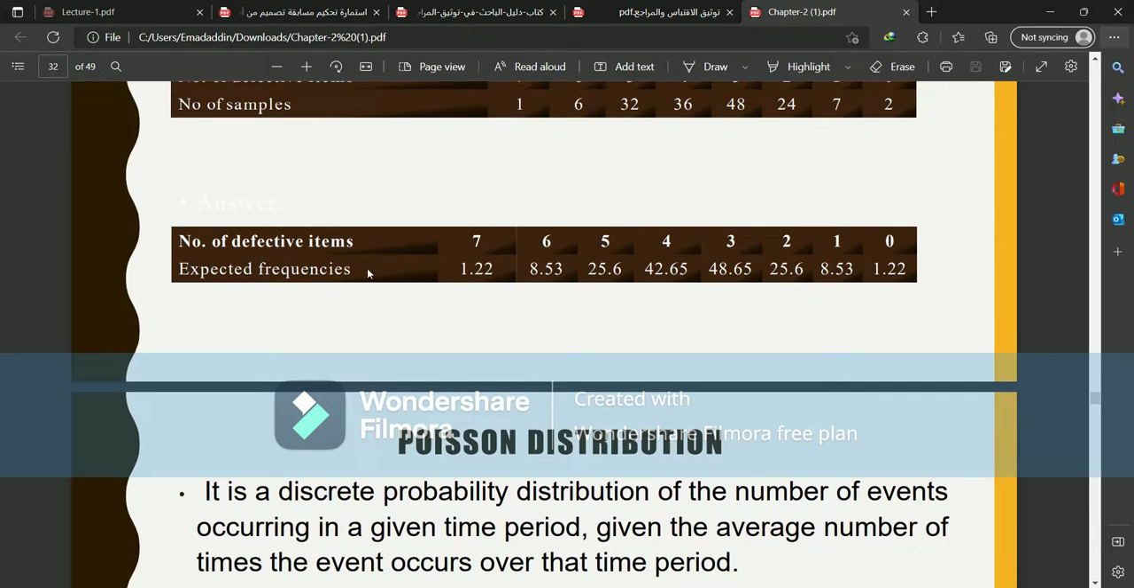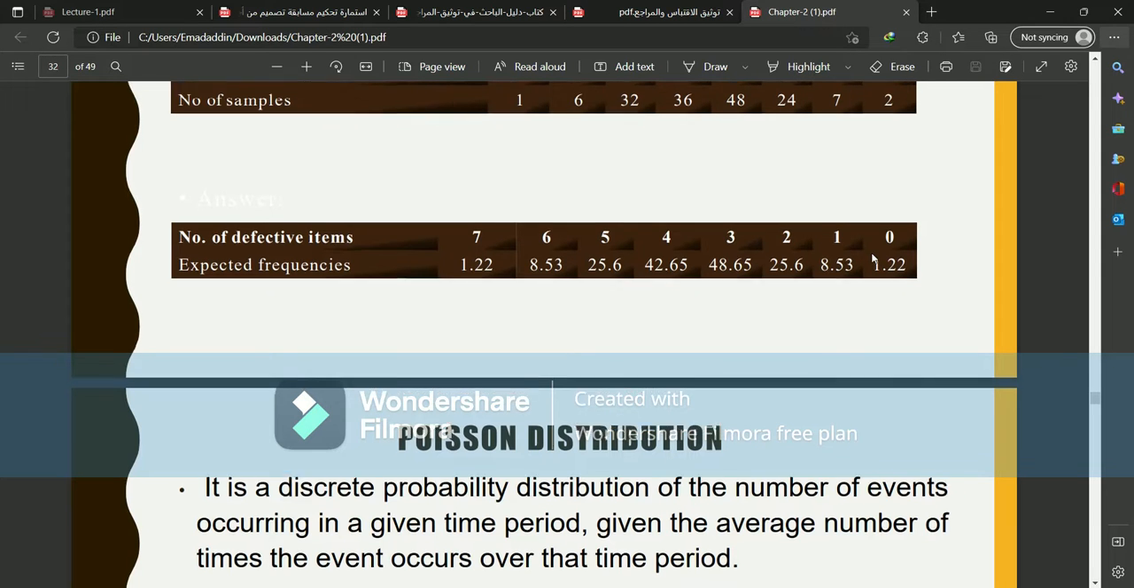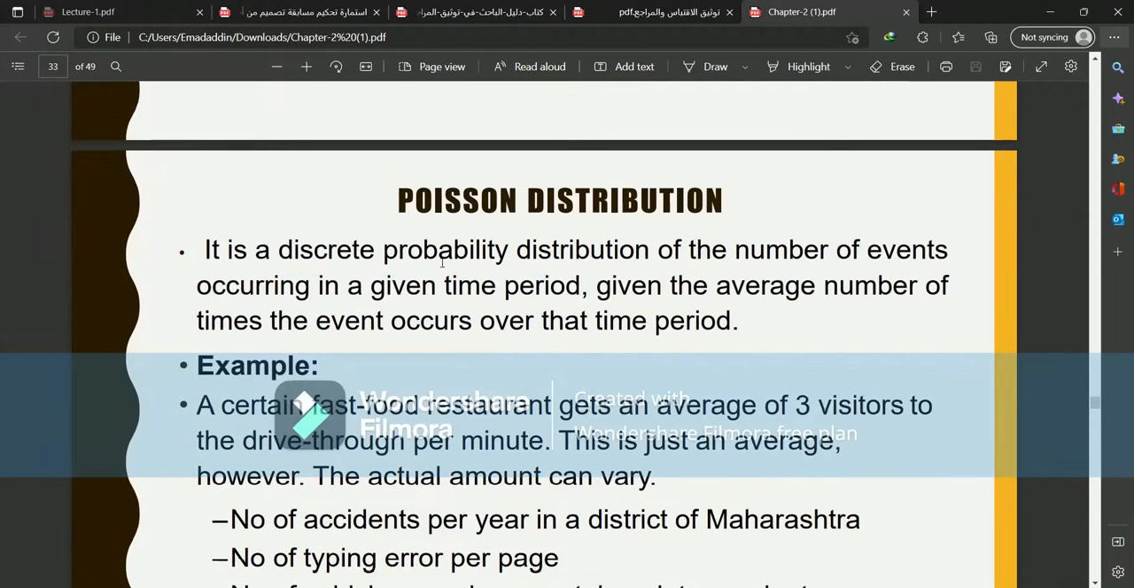The answer: the number of defective items: 7, 6, 5, 4, 3, 2, 1, 0. So the expected frequency: 1.22, 8.53, 25.6, 42.65, 48.65, 25.6, and 8.53, 1.22. Poisson distribution.